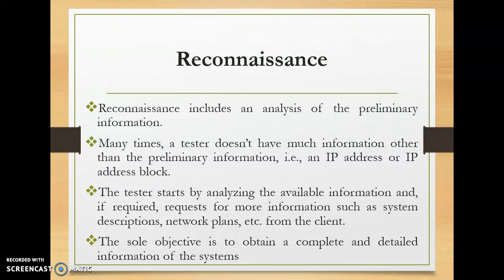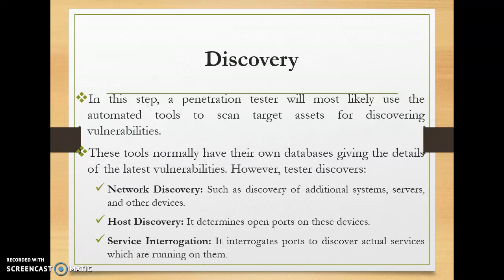The second step is reconnaissance. Reconnaissance is nothing but analyzing preliminary information about the organization. Some of the preliminary information is the IP address, etc. The tester first analyzes the available information about the organization and collects more information, such as system descriptions, network plans, etc. The sole objective of the reconnaissance step is to obtain complete and detailed information about the systems in that organization.